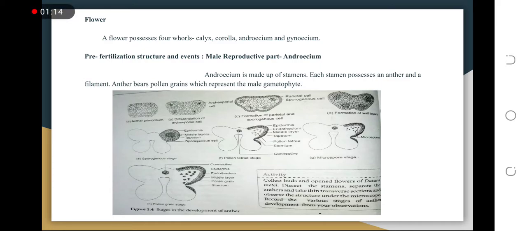Already we saw in 11th standard. Now pre-fertilization structure and events. In this male reproductive part, androecium is the male reproductive part. Androecium is made up of stamens. Each stamen possesses an anther and a filament. Anther bears pollen grains which represent the male gametophyte.